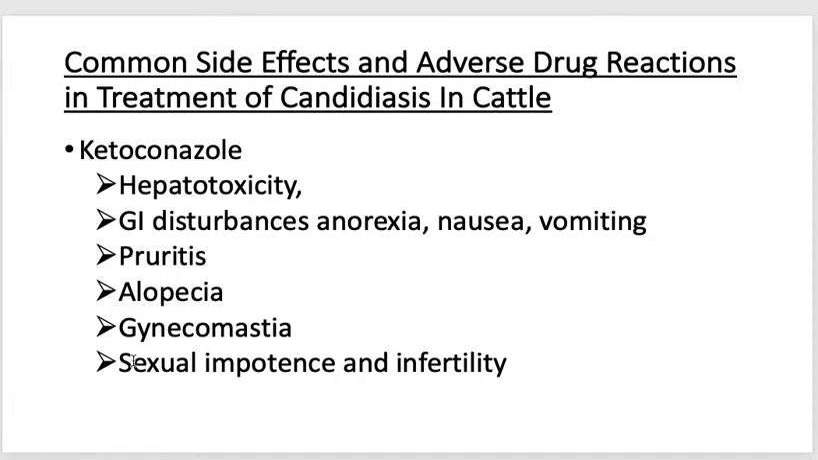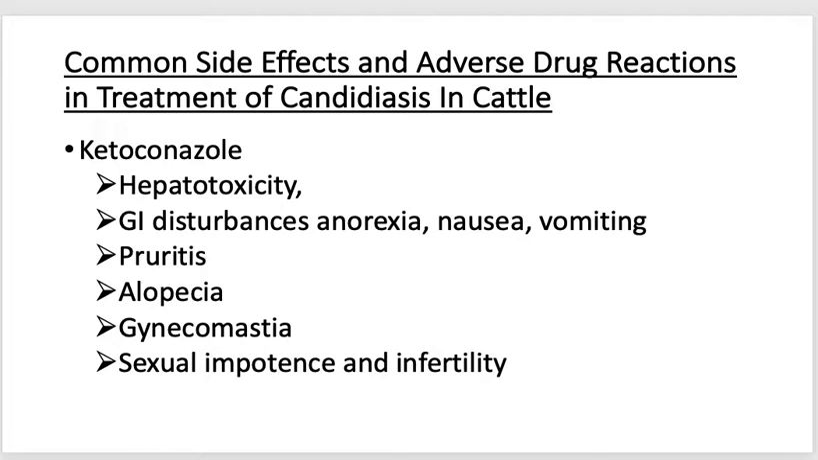The side effects of ketoconazole, as we all know, involve hepatotoxicity, GI disturbance, pruritus, alopecia, gynecomastia, sexual impotence, and infertility. Those are the common side effects of ketoconazole, which is a very common drug for treatment of candidiasis in cattle. So we are done with candidiasis in cattle.